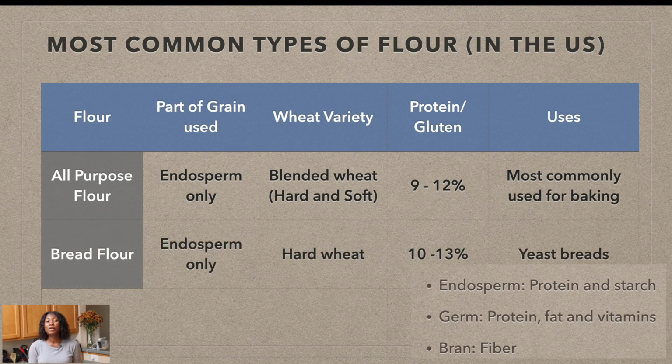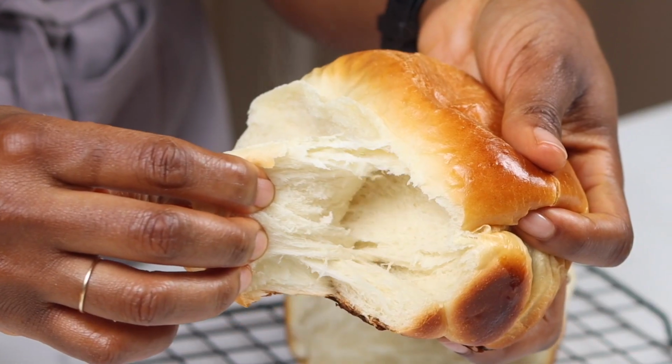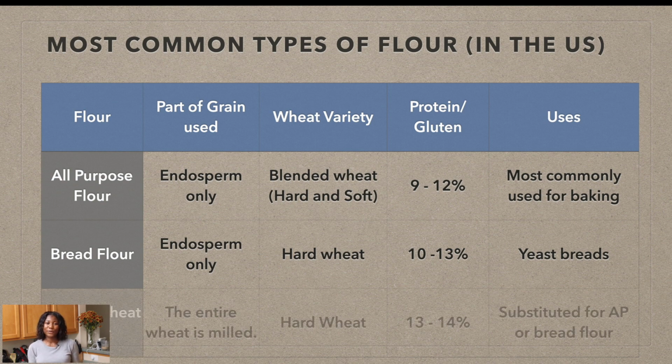Which brings me to bread flour. Bread flour as well is milled from only the endosperm, which means it mostly contains protein and starch. Bread flour is milled from hard wheat, which means it has a higher protein content. So typically we use bread flour for yeasted breads, like one of my favorite breads, tangzhong bread, or donuts, or anything that we want to have layers or be very chewy. Because of that strong or high protein content, we would pick bread flour.